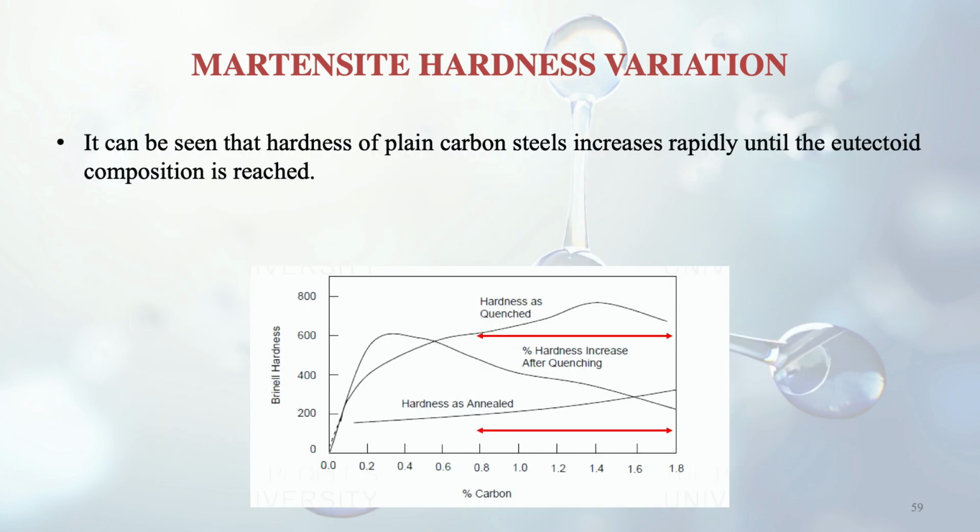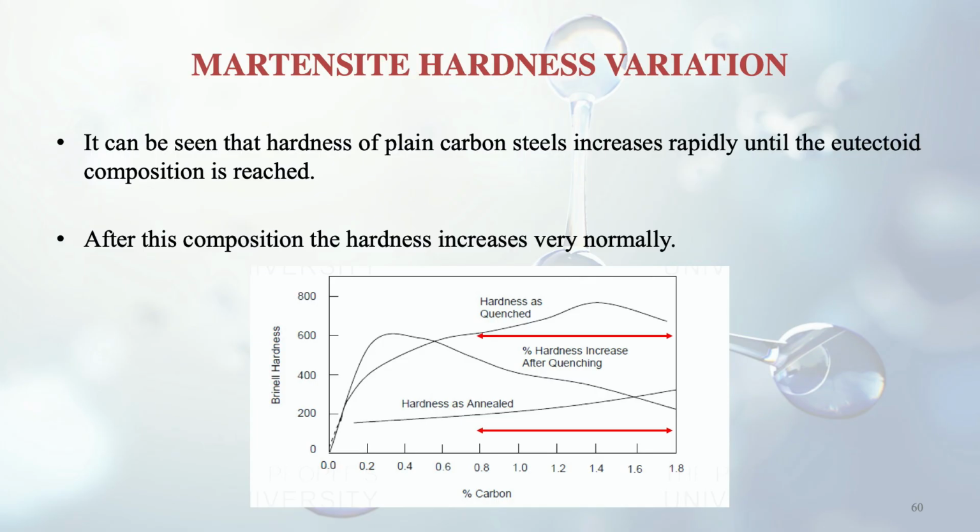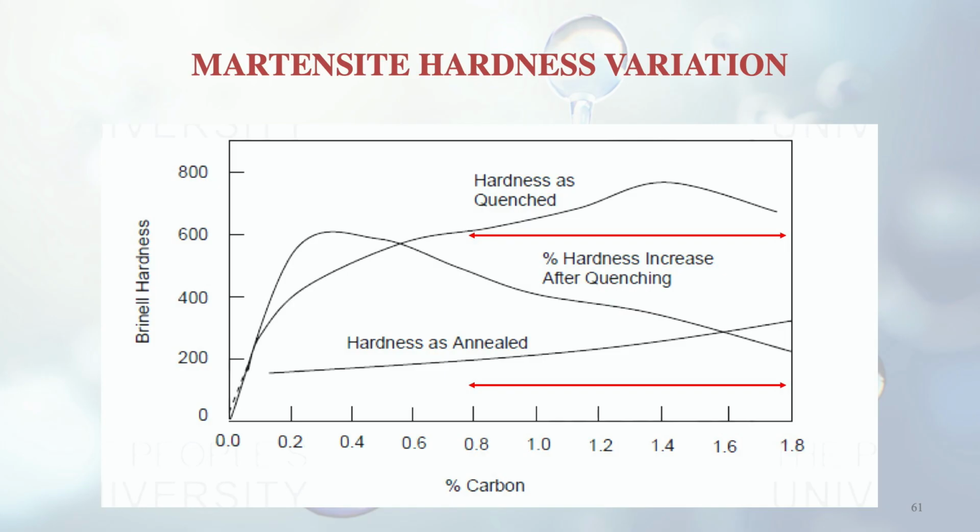So it can be seen that the hardness of plain carbon steels increases rapidly until the eutectoid composition is reached. If there are plain carbon steels, the hardness increases until the eutectoid point, the 0.8% carbon point. After this composition, the hardness increases very normally. It's not drastic. Here again the same graph is there, and we can see two red arrows. You can see from 0.8 to 1.8% of carbon, the hardness as quenched graph and the hardness as annealed graph.